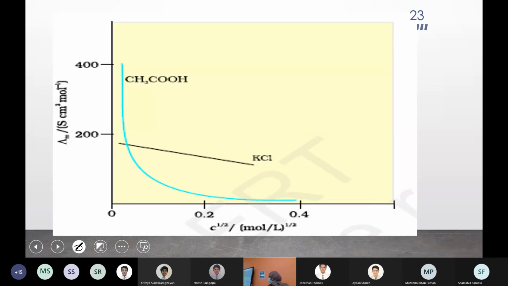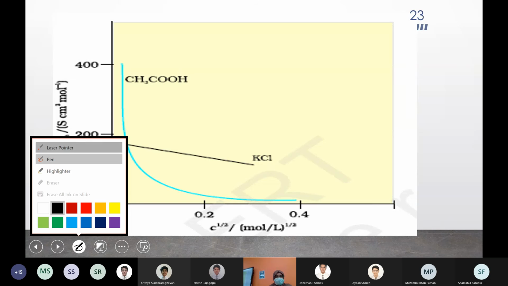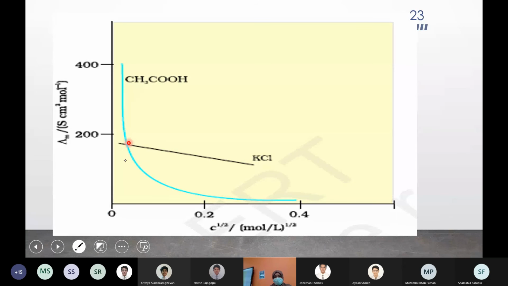So this is the graph which is there in your textbook. This is the graph given with one example of KCl and CH3COOH. You can see for the KCl, when you are decreasing the concentration, there is an increase in molar conductivity, but that increase is very less. But for acetic acid, in the beginning, when the concentration is 0.4, the molar conductivity is a very small value, very close to 0. But when you are diluting, when you are decreasing the concentration, molar conductivity increases, and it is even going more than for the strong electrolyte.